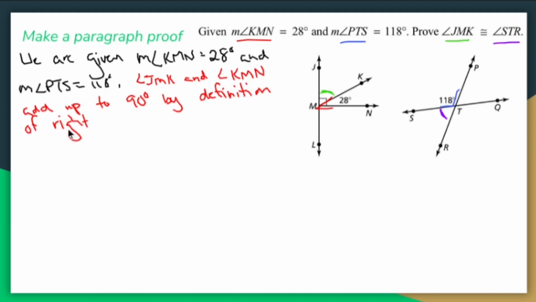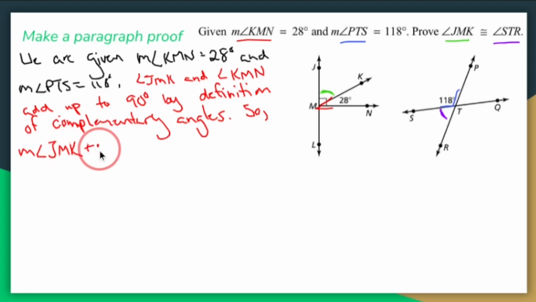No, let's not say right. Let's say complementary angles, because right angles implies one angle. So let's say by definition of complementary angles. Complementary angles is just more proper. So maybe what I should have said is that the measure of angle JMK plus the measure of angle KMN equals 90. Probably a better way to say it.